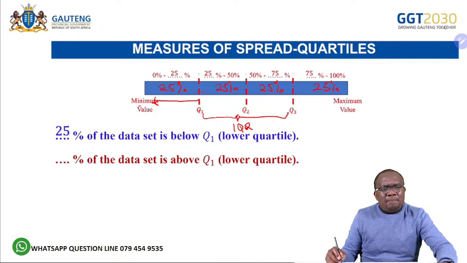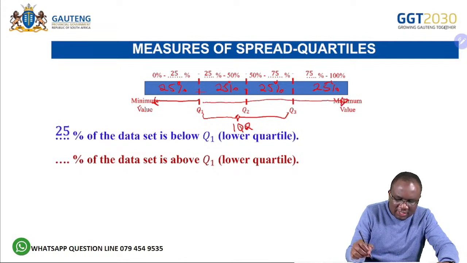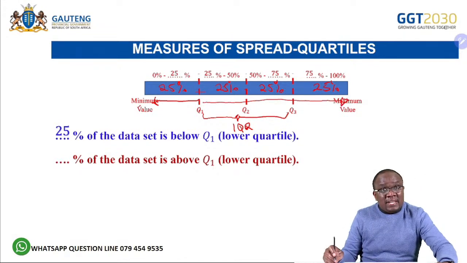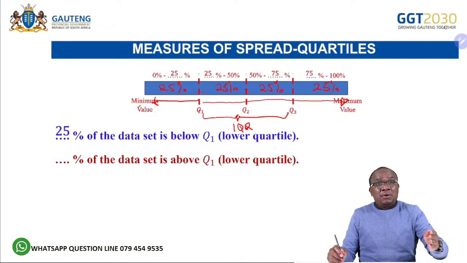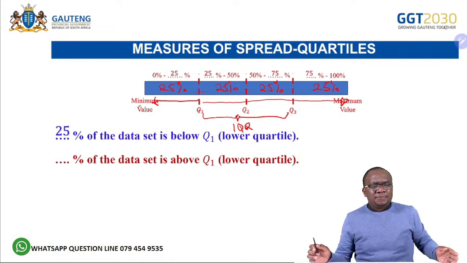And then how many percent of the data set is above quartile 1? The data set above quartile 1. Is it 25%? No, it's not 25%. What is it? Above quartile 1 means all the way. That is what? 75%. You see? 25, 25, 25. That is 75%. So lower quartile means 25% below it, 75% above it.